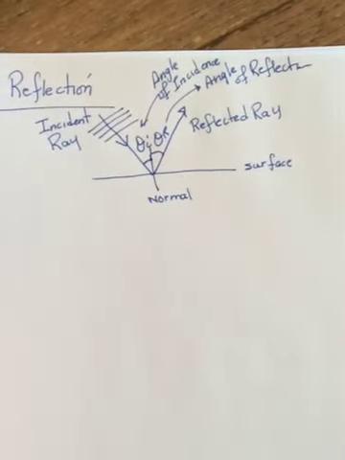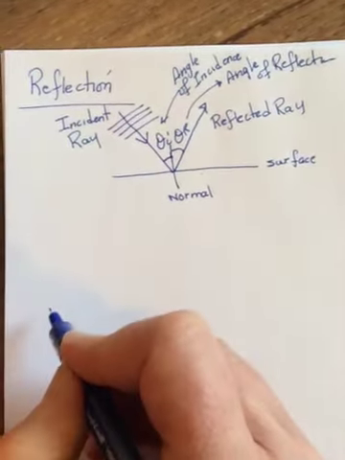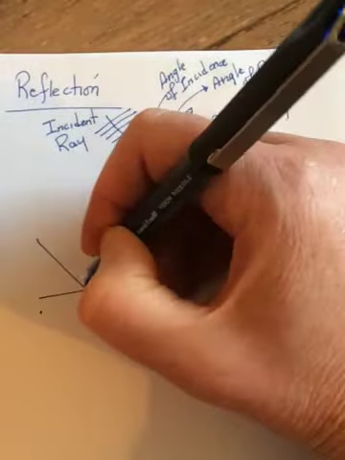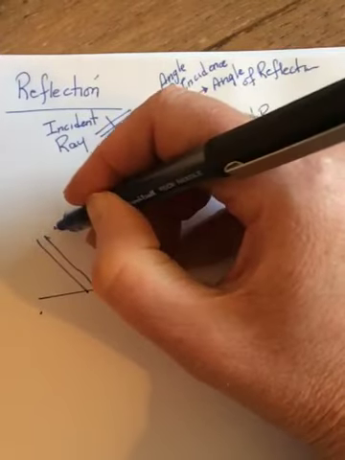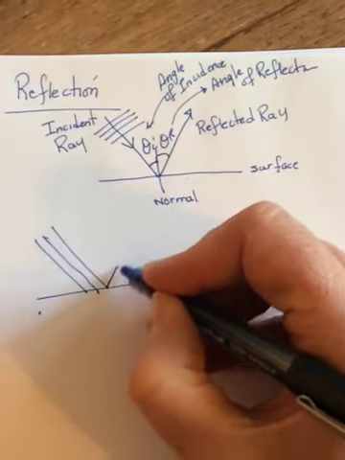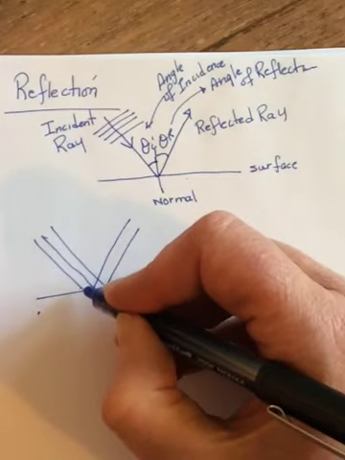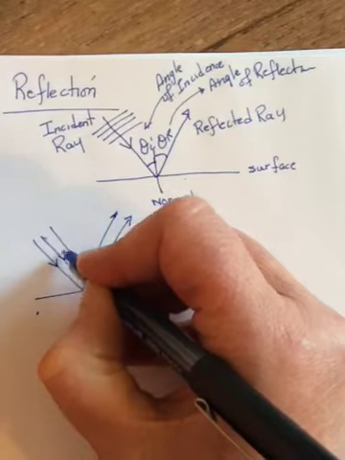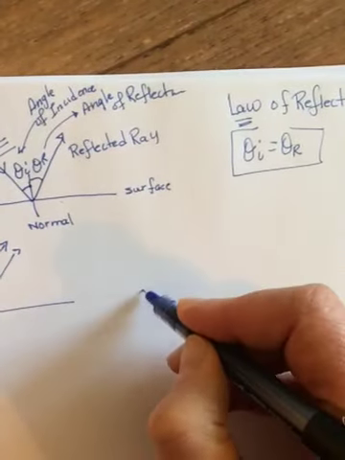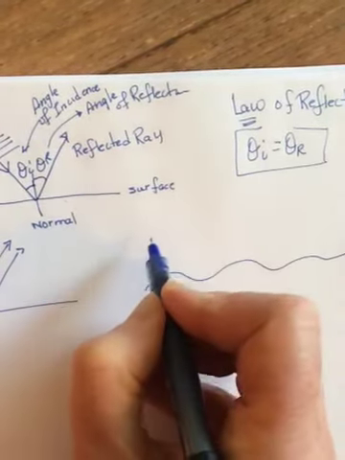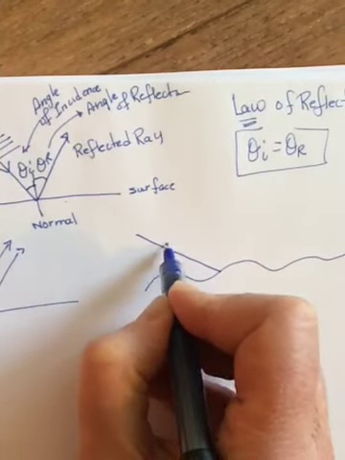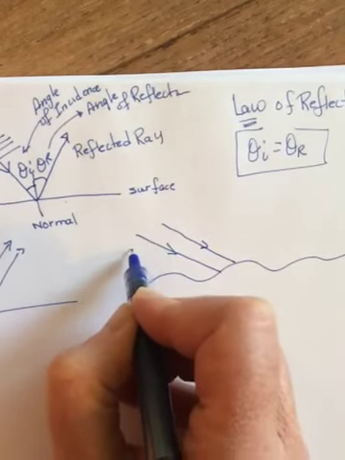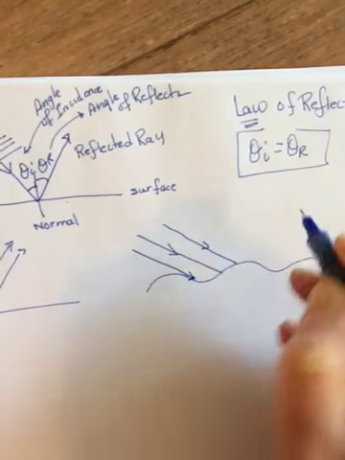That is true no matter what the surface looks like. So if the surface is nice and flat and smooth and a whole bunch of parallel light rays are coming in, then they're all going to go out parallel as well. Okay? But if the surface is all bumpy, the parallel light rays coming in won't end up going out parallel. They'll still obey the law of reflection.